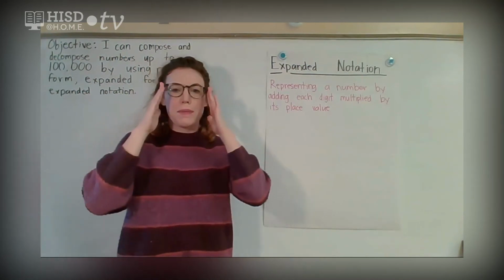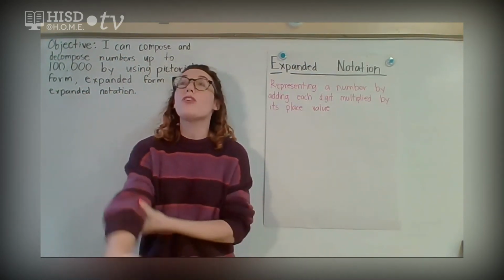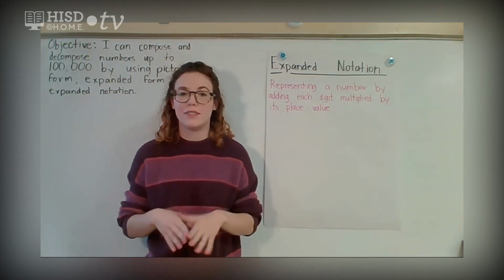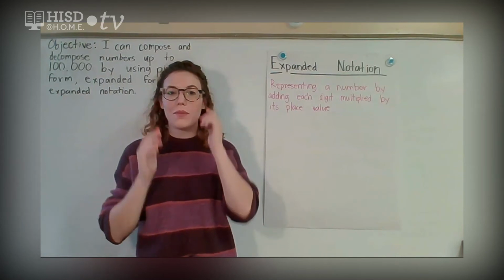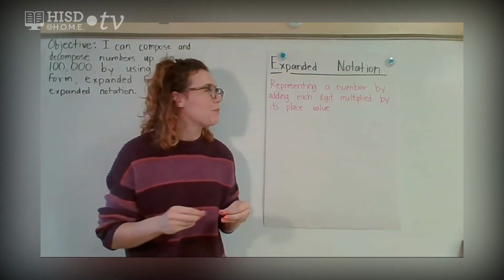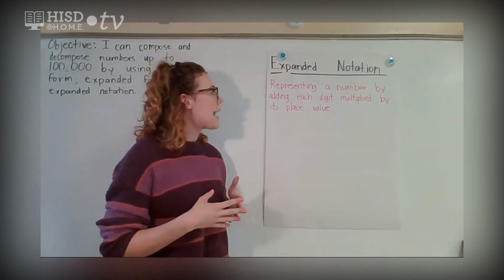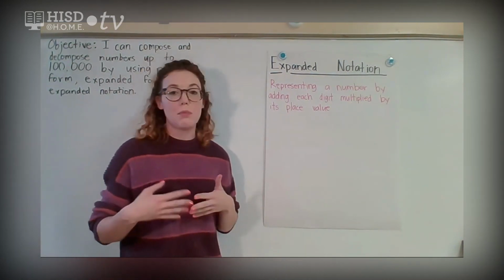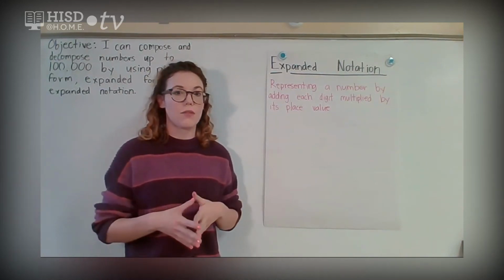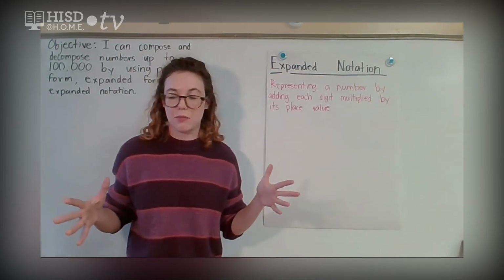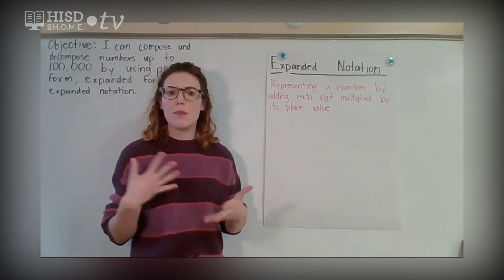Excellent. So expanded notation is something that's brand new in third grade. We've never seen it before, but here's the best part about it. It's very close to expanded form. We just have to expand on it a little bit more. So expanded notation is representing a number by adding each digit multiplied by its place value. That's a whole lot of words of saying we're just expanding on expanded form a little bit, okay? So I'm going to show you guys how to do this. We'll do a couple practice together.